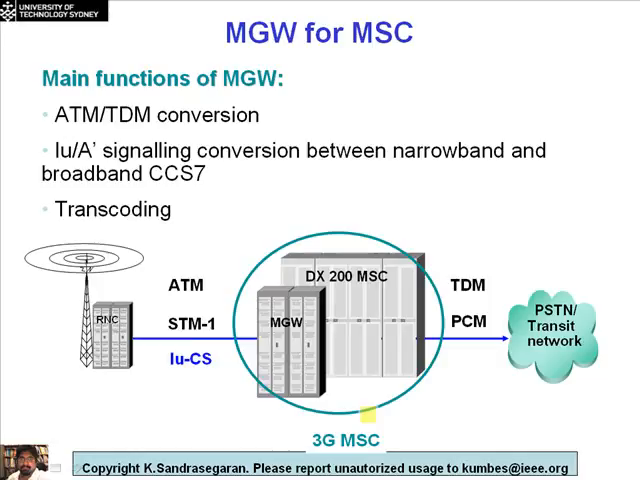Okay, now I told you about the media gateway. The media gateway performs three important functions. It does the conversion from ATM to TDM. It also has to convert the signaling. Remember, all of the signaling channels coming from the RNC will be based on ATM signaling. So all of these have to be converted from this narrowband to broadband common channel signaling number 7. That's another function that the media gateway has to do on the signaling plane. And it's also got to do a little bit of transcoding.